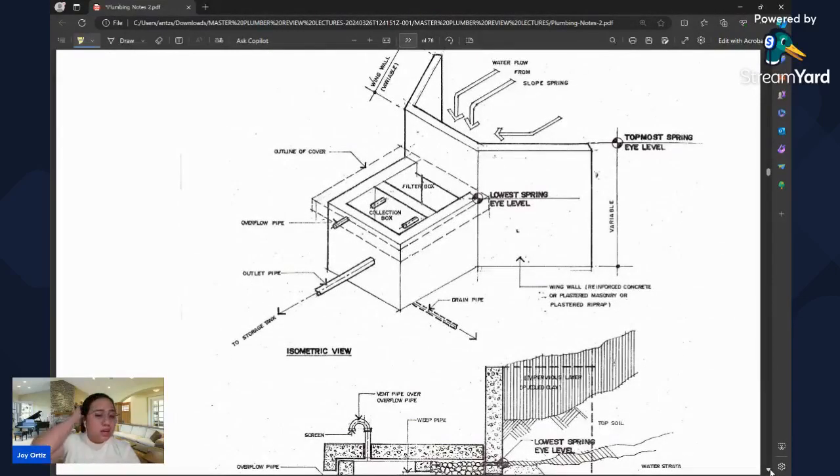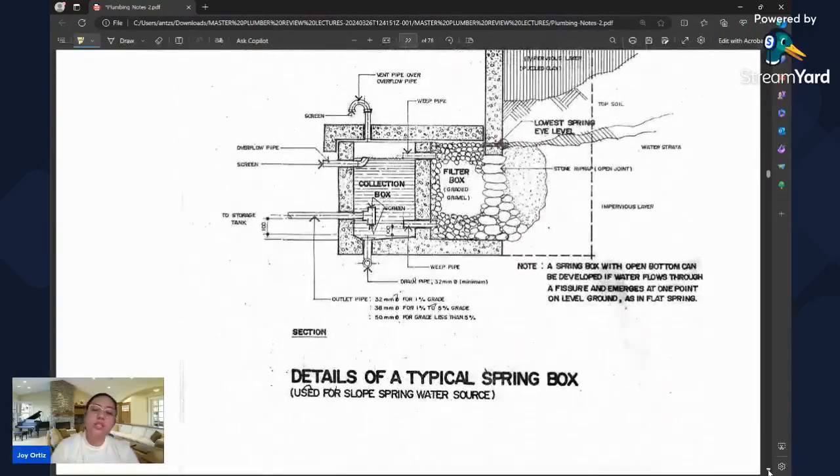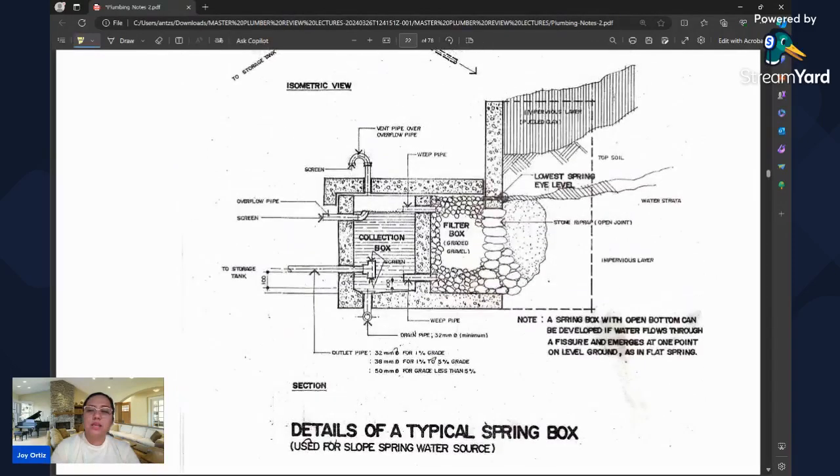Here is a sample of the isometric view of the rainwater system. This is the collection, and this is the filter box. I'll just share the rest with you. Here are the details of the typical spring box. This is the lowest spring, then it is collected, then there is a filter, then a collection box.